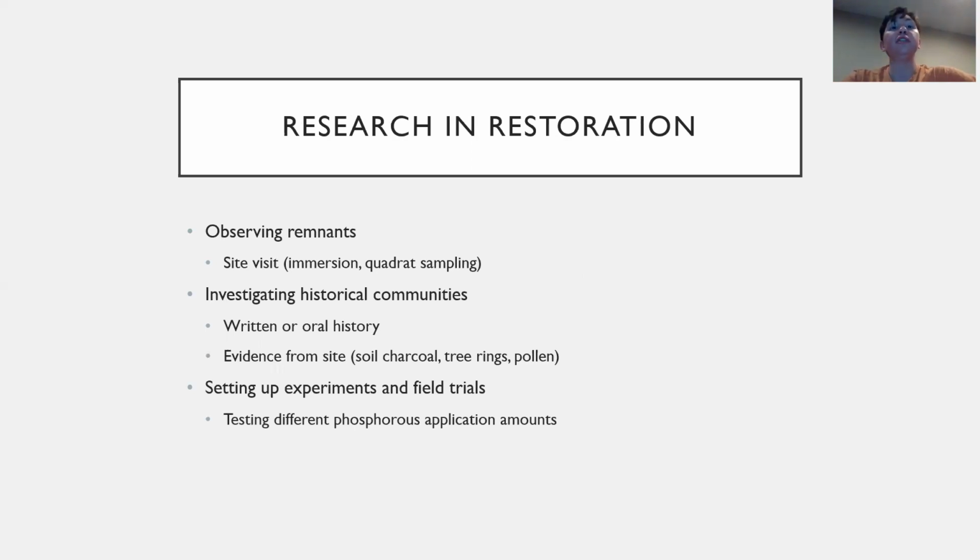Research in restoration can be done through observing remnants, and that's like visiting this site. You can do immersions or samplings, investigating historical communities through written or oral history, looking at physical evidence from the site, such as soil charcoal, tree rings, or pollen, setting up experiments and field trials. So, like testing different amounts of fertilizers or pesticides or herbicides, to see which one works best for the restoration.